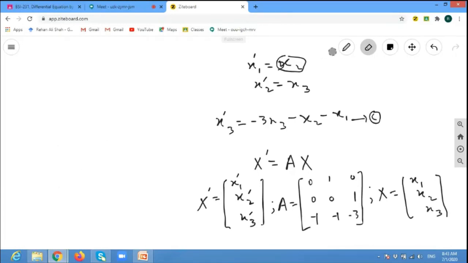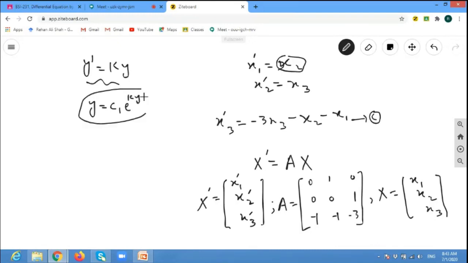अगर आपको याद हो, this is y dash equal to ky, if you remember. So what was the solution of this differential equation? If you remember, that is c1 e power ky. So that was the solution of this differential equation. याद है आपको? Yes, sir. Okay जी.